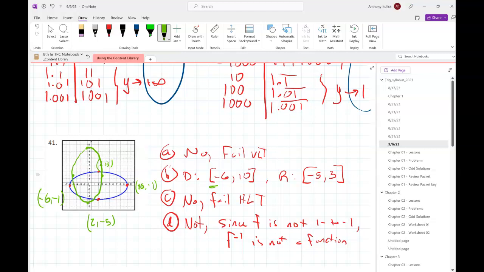So if it wasn't one-to-one, the inverse of that would be a function? One-to-one is a necessary condition for an inverse to be a function. You have to have that in f for f inverse to be a function.